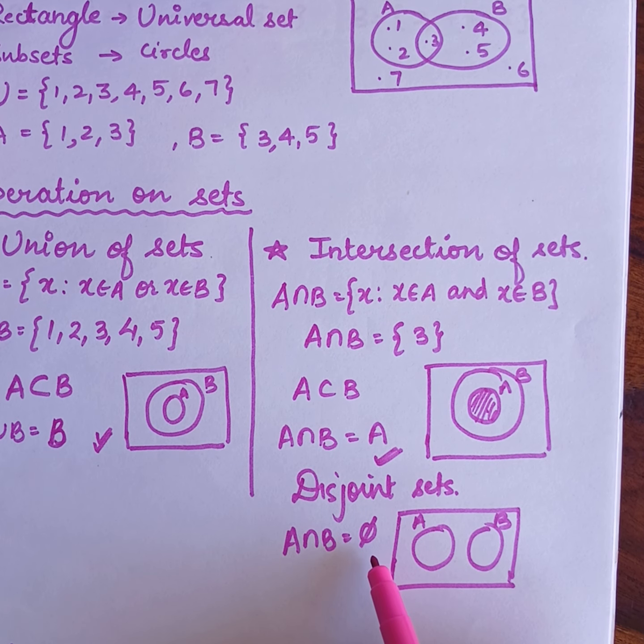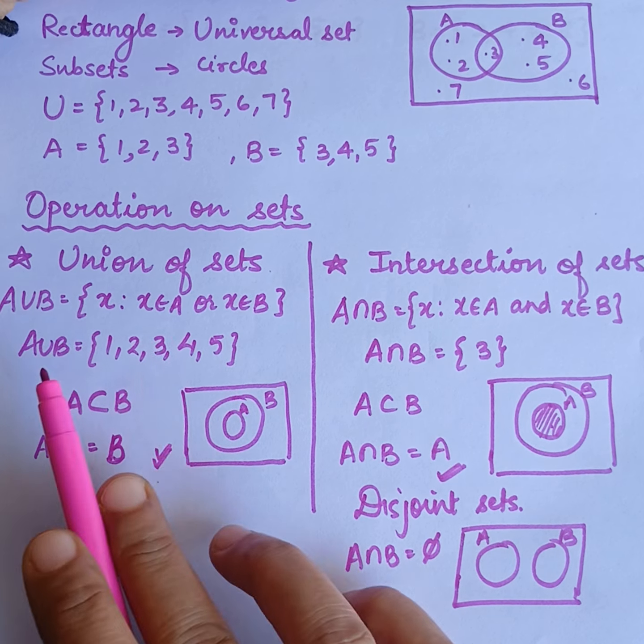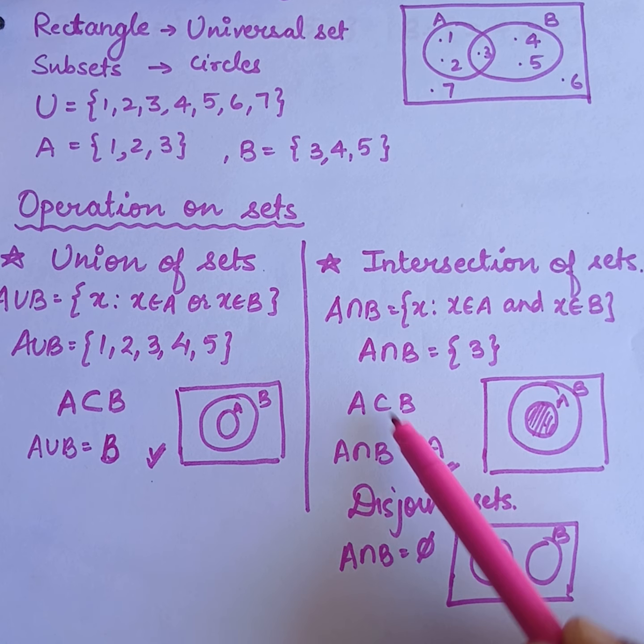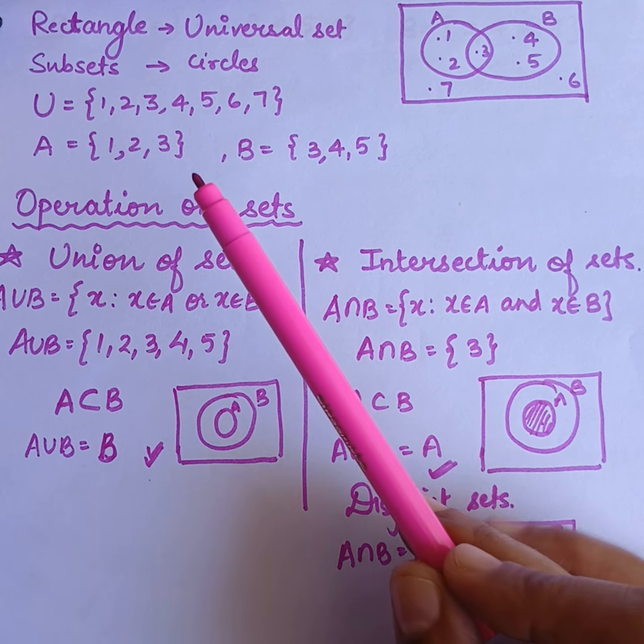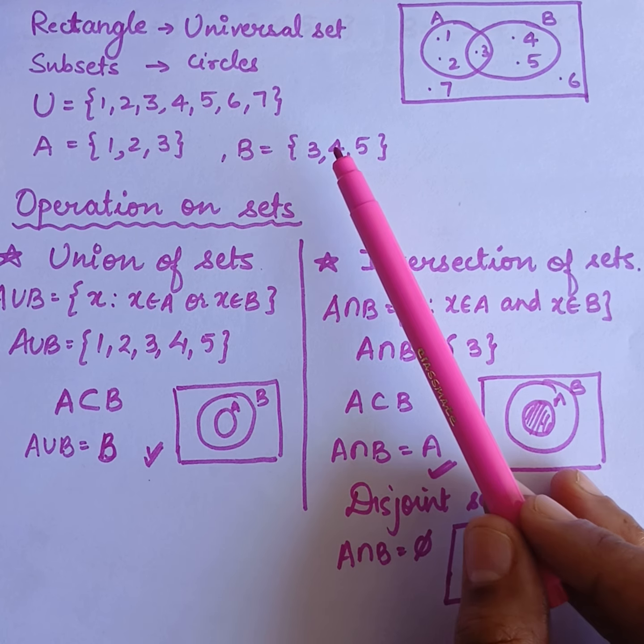Intersection means common elements we need to write. Union means all the elements which are there in A and B we have to write, and intersection means only the common element I should write. Like 1, 2, 3 and 3, 4, 5: the common is 3.